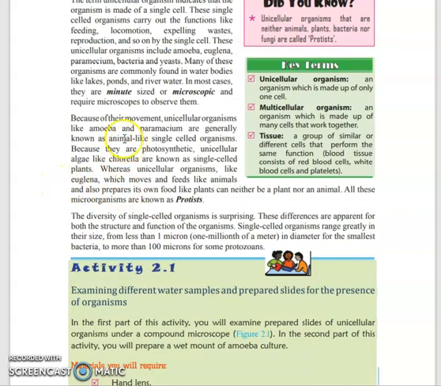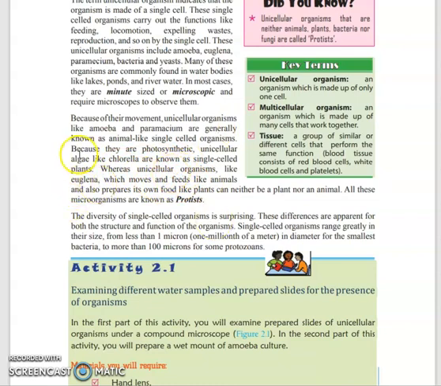So amoeba and paramecium, due to their locomotion, are animal-like single-celled organisms. Chlorella, due to its photosynthetic nature, is a single-celled plant. And then there is the unicellular organism Euglena.